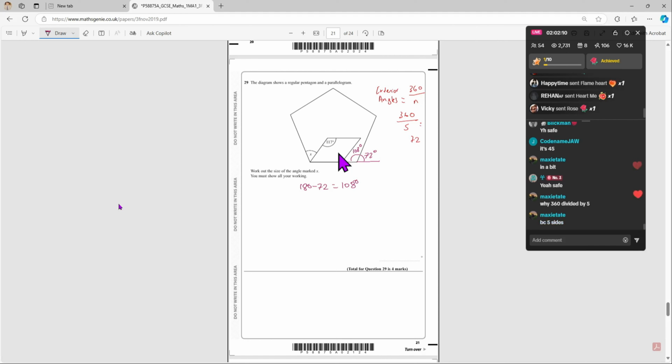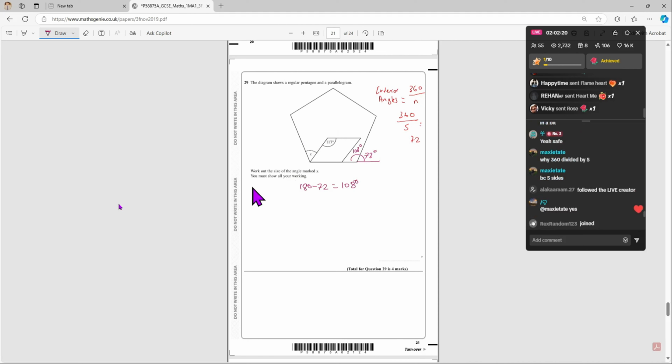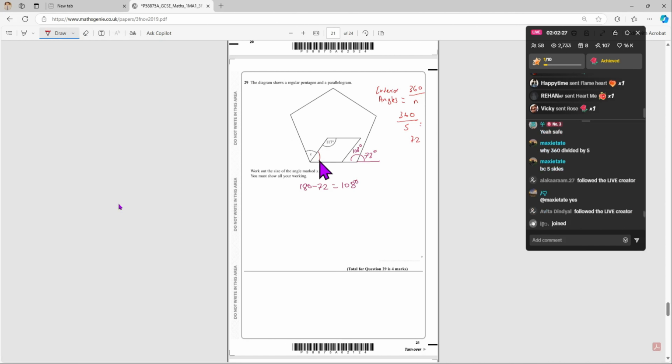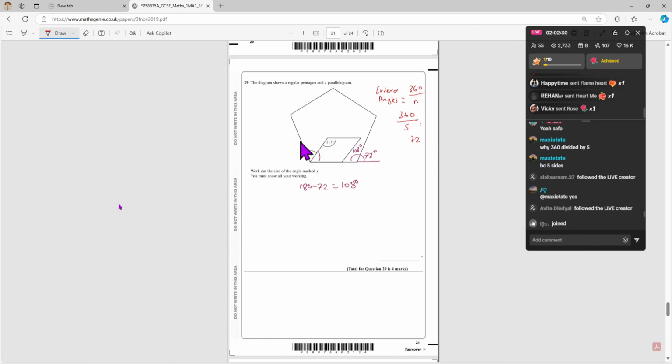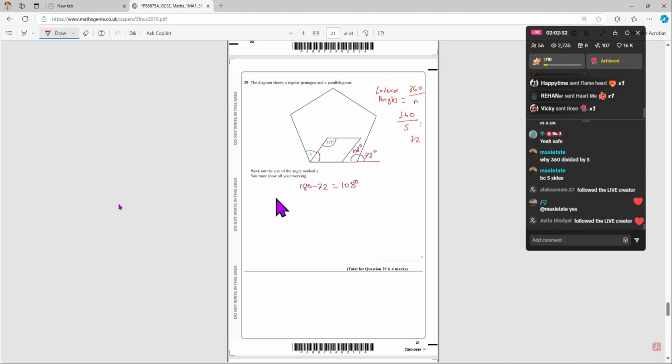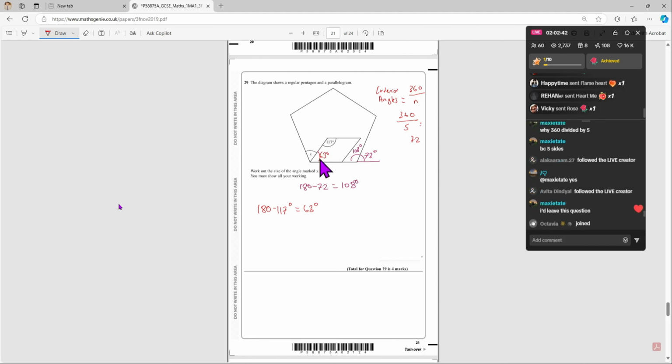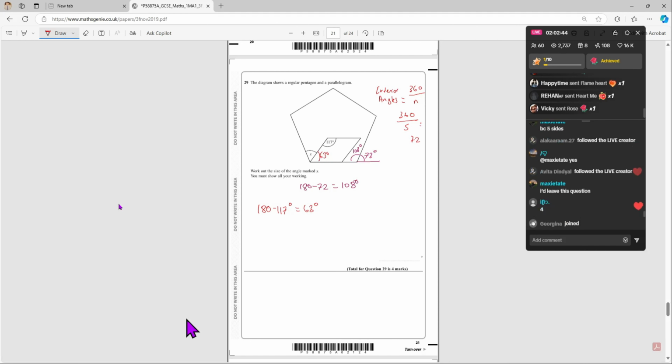And then after we have done that, you know that in a parallelogram, opposite angles are equal. But we also know that co-interior angles add up to 180. These two angles are co-interior to each other in the parallelogram, so they add up to 180 degrees. So you would do 180 minus 117 degrees to get 63 degrees, meaning that this angle right here is 63 degrees because they're both co-interior to each other.